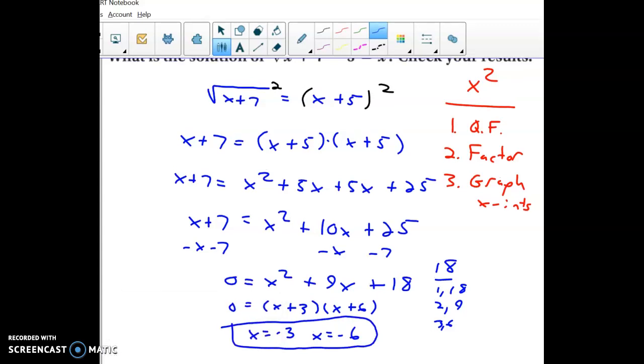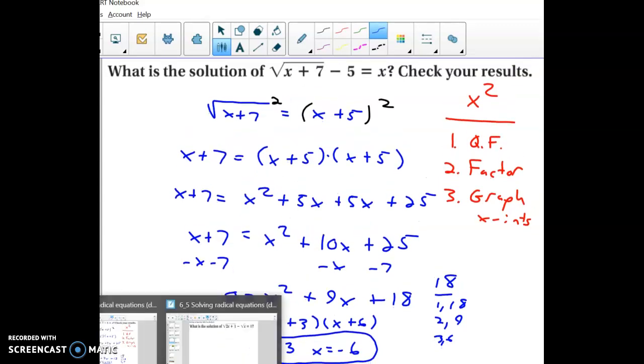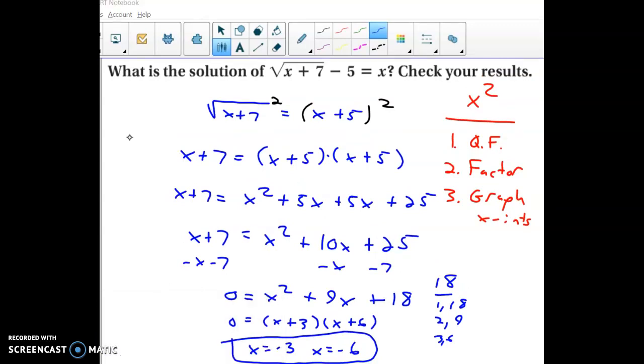All right, so that's a pretty complex, advanced question. It involves some FOILing, some factoring, and you got to know how to solve an x squared. All right, so the final part then says check your results. So what we're going to find is we do have two answers currently, but one of them doesn't count because if we put it in, it won't work.